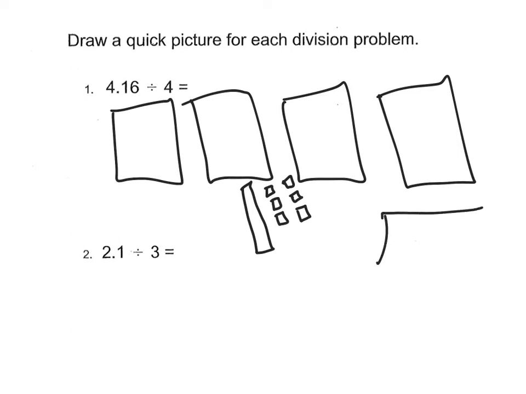We need to see, if it's 4 and 16 hundredths divided by 4, what's going to be in each group? So let's take 4 and 16 hundredths and divide it by 4, and let's see what we get. So we're going to take the decimal up to the top. Our problem now is going to be basically 416 divided by 4. And dividing by 4 shouldn't be that difficult.